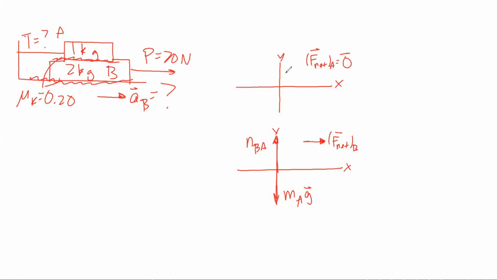So since it, oh shoot, I'm drawing on the wrong one. I apologize. Sorry, I got my magnifier on and I wasn't looking where I was going. Let me start that over. M sub AG, and then N sub BA. Okay, yeah, that's better.